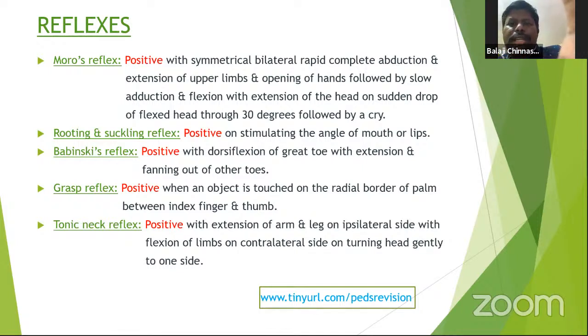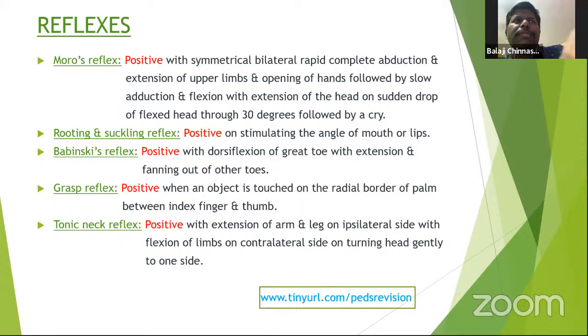Ma'am, anything you can add, ma'am? Reflexes? Yes, sir. Stepping, placing, Galant and that's it, sir. Symmetric tonic, you can assess. Otherwise, tonic neck reflex, asymmetrical, you need to mention it. And you need to know the time it appears and time it disappears. Definitely, that will be the question.